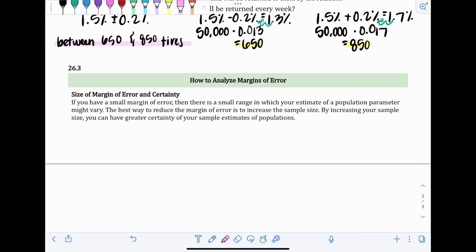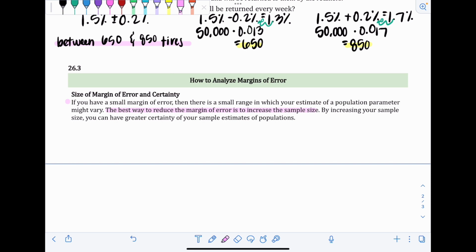Moving on to 26.3, this is just going to be a little note section. We're not going to do any examples here, but it's really just comparing sample size and margin of error. So if you have a small margin of error, then there's a small range in which your estimate of a population parameter might vary. This is the key thing that I want you to pull from this section. The best way to reduce your margin of error is to increase the sample size. So reducing your margin of error is a good thing. It means that your results are going to be more accurate.